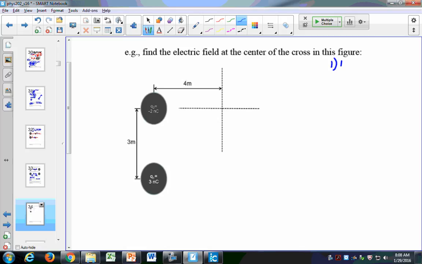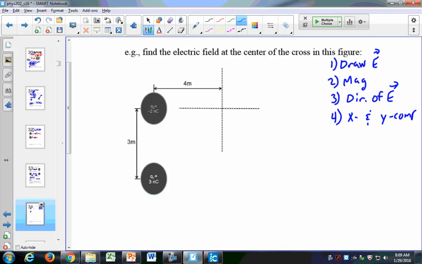The first step that we'll do is draw the E field vectors. The second step, either we can find the direction of the E field vectors or the magnitudes. Let's do the magnitudes next. The third step will be the direction of the E field vectors, if they're not on axis. The fourth will be to find the X and the Y components of the E field vectors. The fifth step will be to sum up the E field in the X direction and in the Y direction. Sorry, not the forces, the E field. And then the sixth step will be to find the magnitude and direction of our resultant vector, which we'll just call E. So we have those steps that we're going to follow, the exact same steps as for the Coulomb's law problem that we did last time.